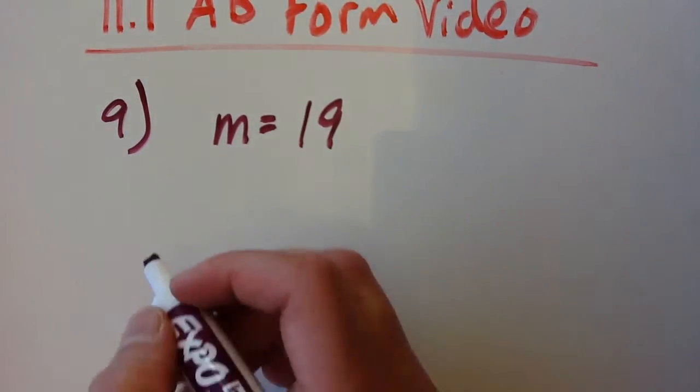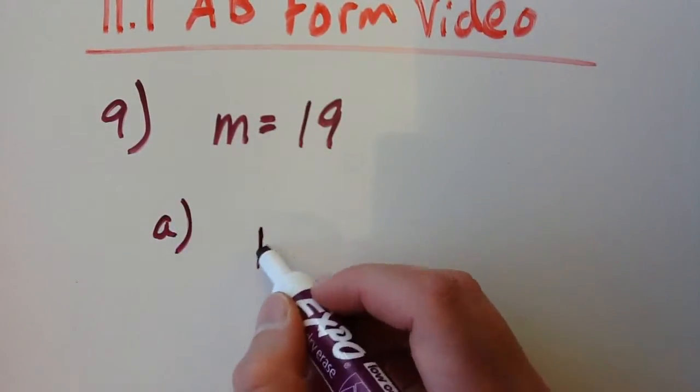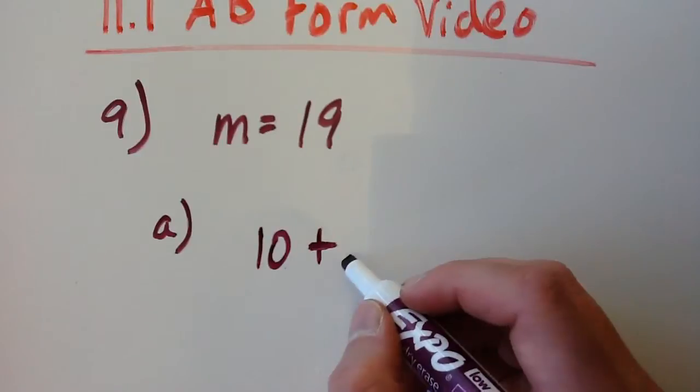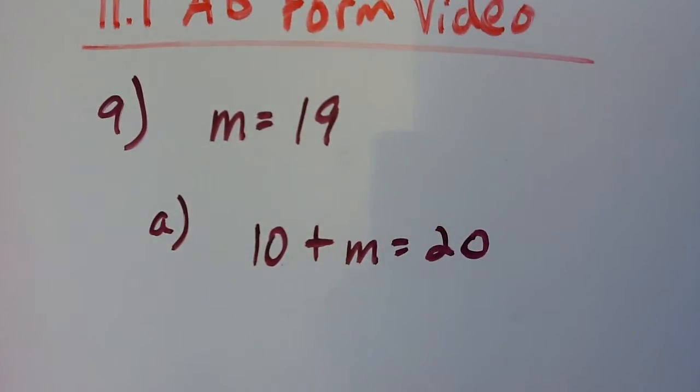Okay, so let's take the first equation. I'll call this letter A. Your first option there says 10 plus m equals 20. Okay, and so what I want you to do is basically solve these 4 equations for m and see which one that m equals 19. Okay, so if I have the equation 10 plus m equals 20, I need to isolate this variable, or basically get m by itself.